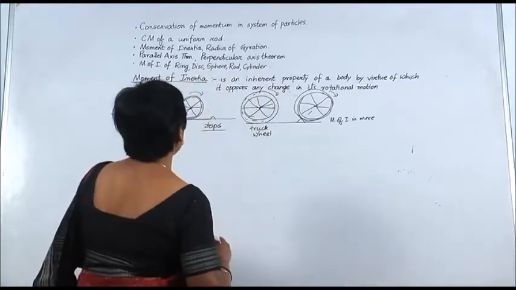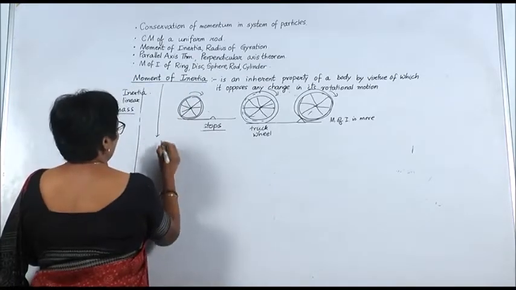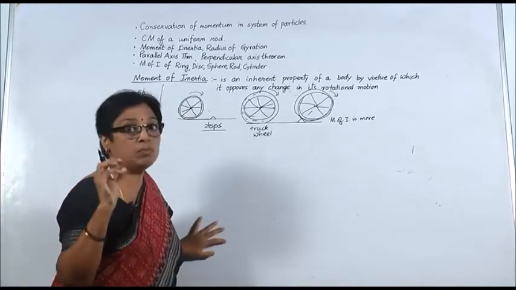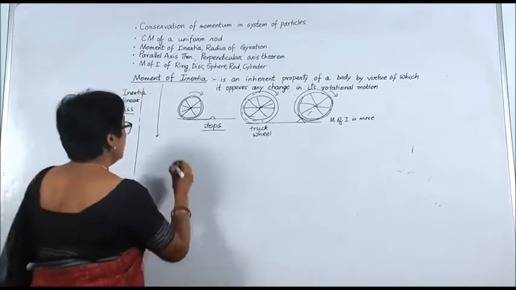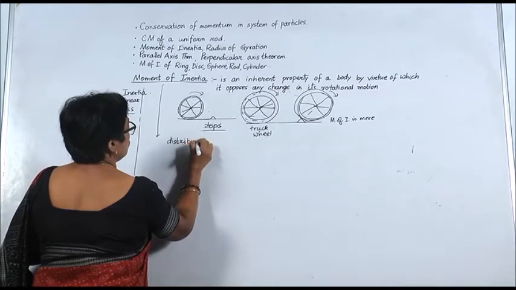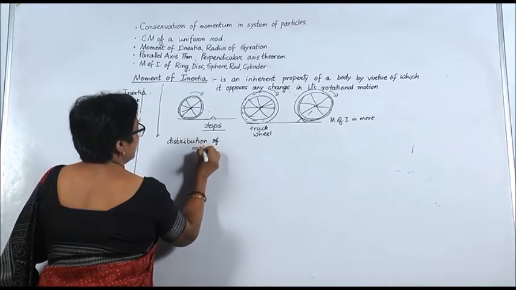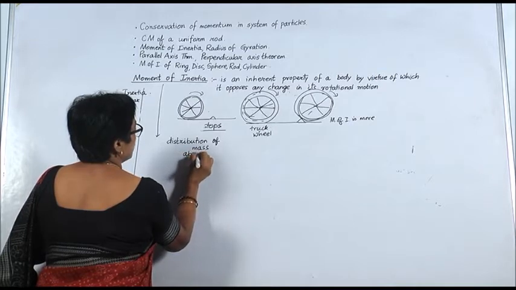So, moment of inertia depends on the distribution of mass. This not only depends on the individual mass of the bodies, but the distribution of mass. This is more important. How the mass is distributed, the distribution of mass about the axis of rotation.